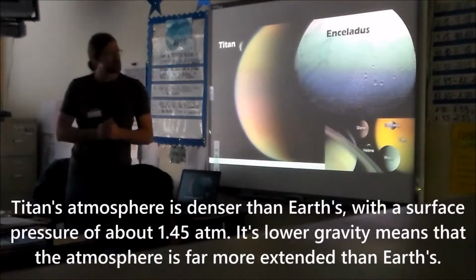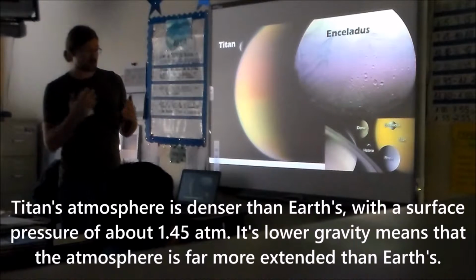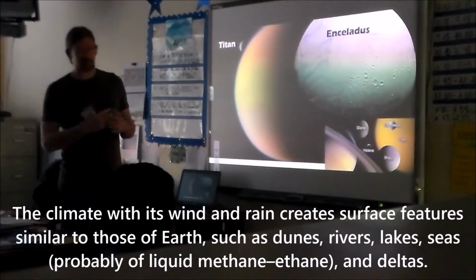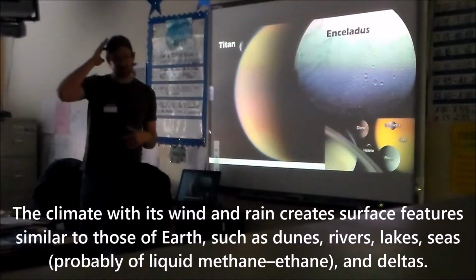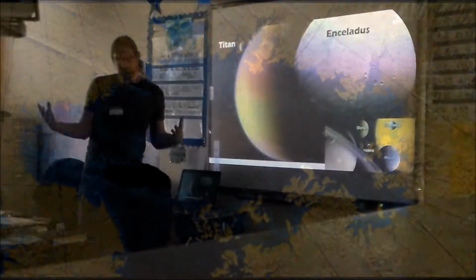And Titan is a moon in the orbit around Saturn. It's really cool. It has an atmosphere just like the Earth does. It has rivers and lakes just like Earth does. Yeah, I'll show you a picture in a second.